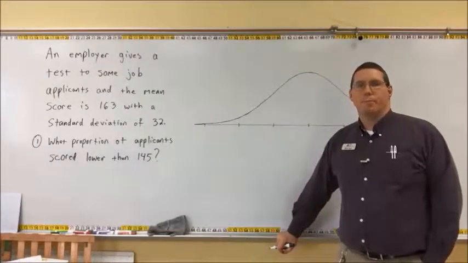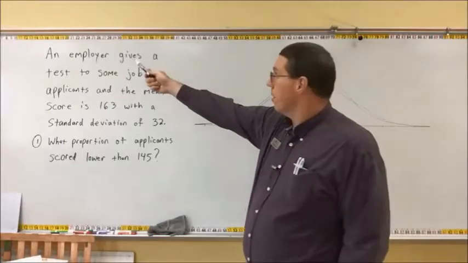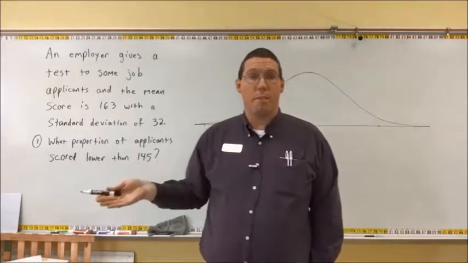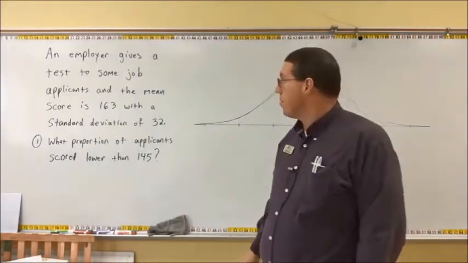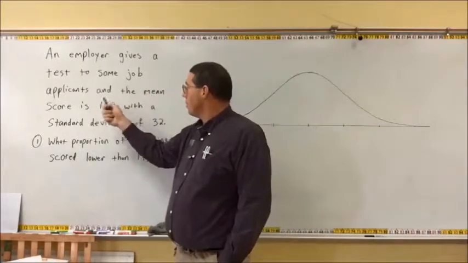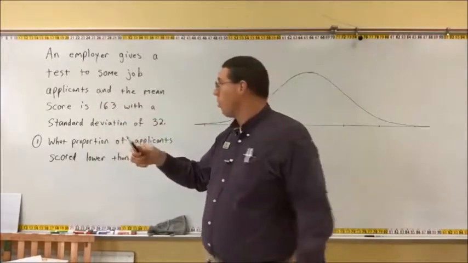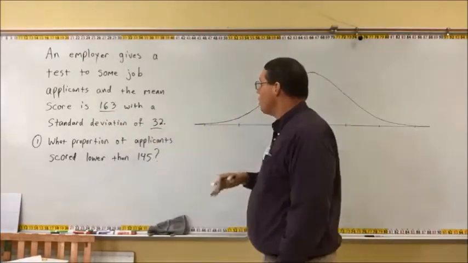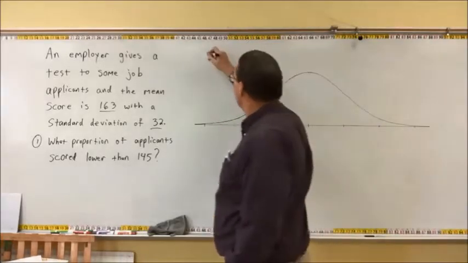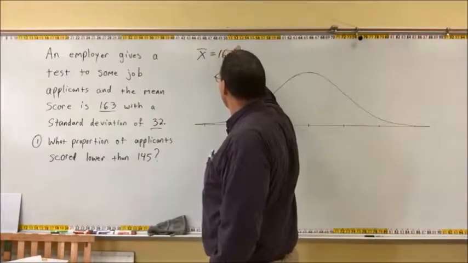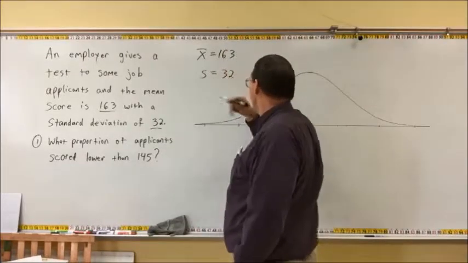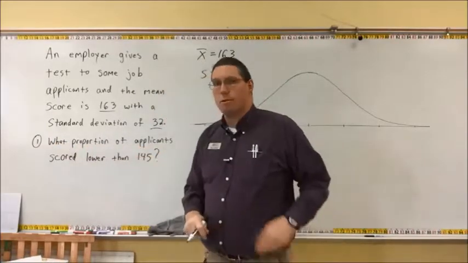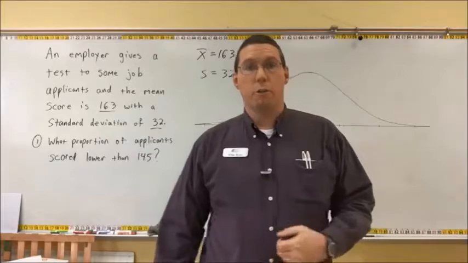All right, so here's the situation. We've got an employer, some business, gives a test to some job applicants, okay? So they have to take this test as a part of the application process to be hired by the business, okay? And those job applicants, after the tests were scored, the mean score is 163 with a standard deviation of 32, okay? So the first thing we want to do is we want to write that information down. So we're going to say that x bar is equal to 163 and the standard deviation is 32. So here's the question. What proportion of the applicants scored lower than 145?